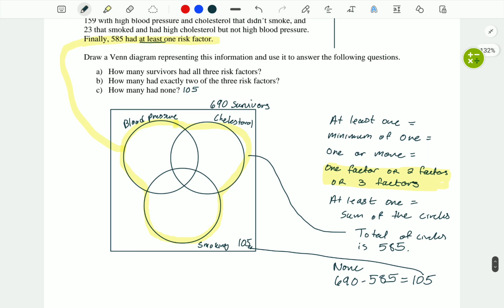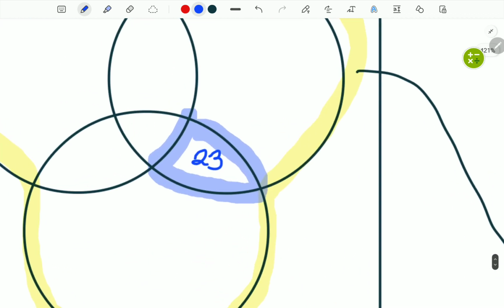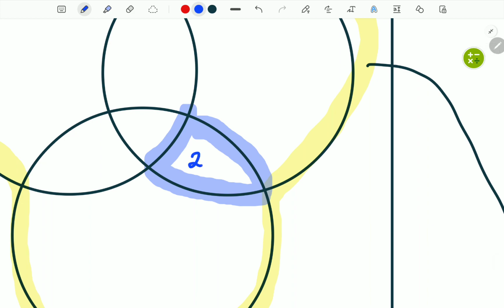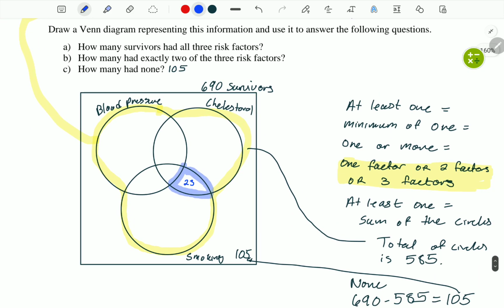Keep this in mind. We're going to be coming back to the 585 in the end. 23 smoked and had high cholesterol, but did not have high blood pressure. It's right here. This part is cholesterol, smoking, and not high blood pressure. So that is 23. This is 2 of the 3 categories, but you excluded the other one.